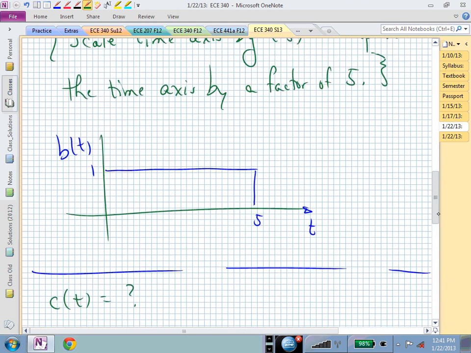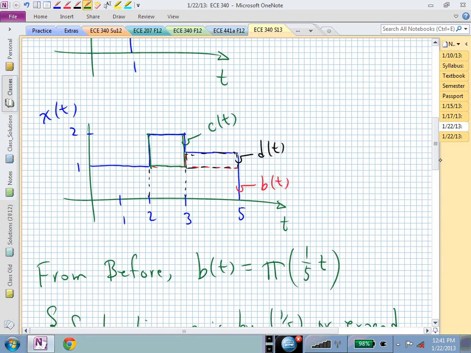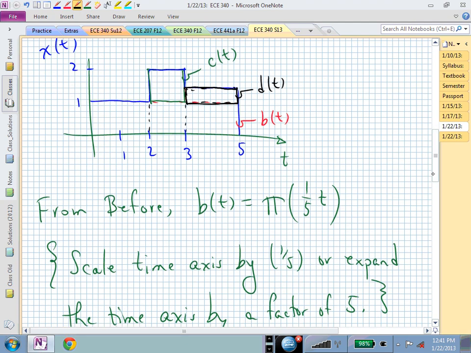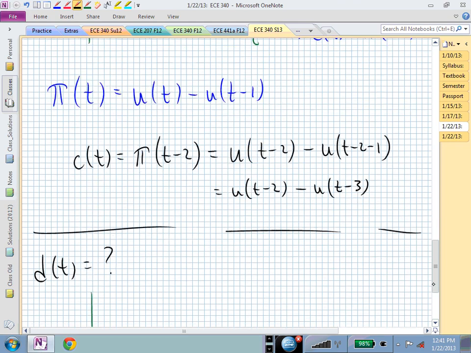If we go back and try to find what d of t was, this little brick, these are just linear combinations of each other. And so now that we have b of t plus c of t, we want to add on d of t, but we would really like to express d of t in terms of pi as that new waveform. It might be helpful to just sketch that.